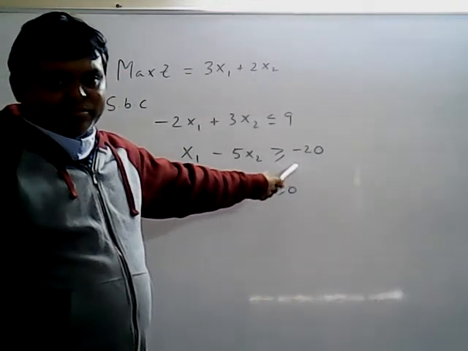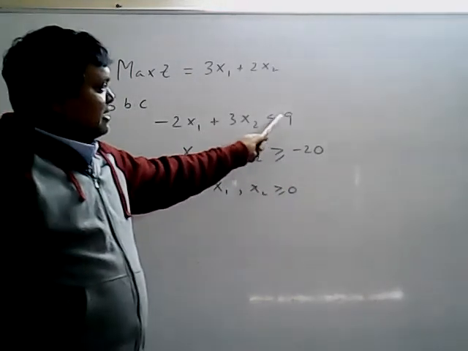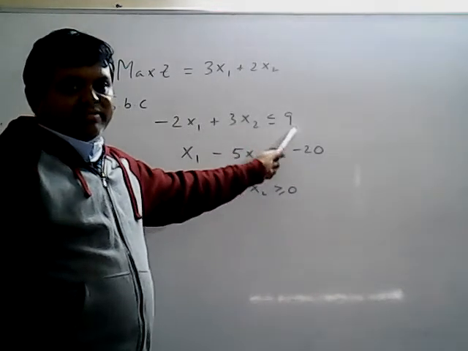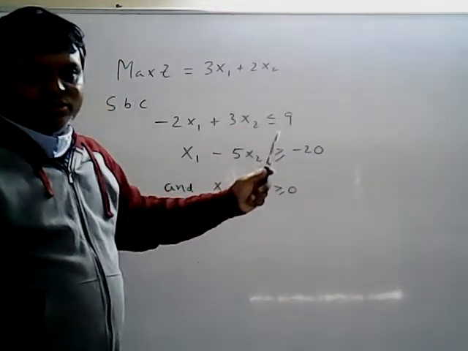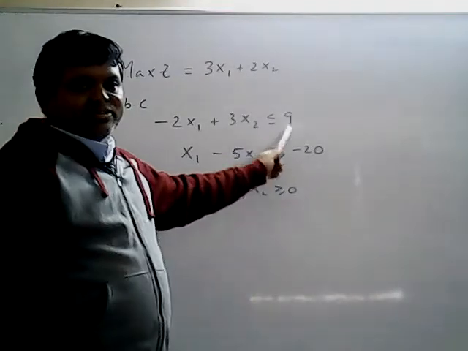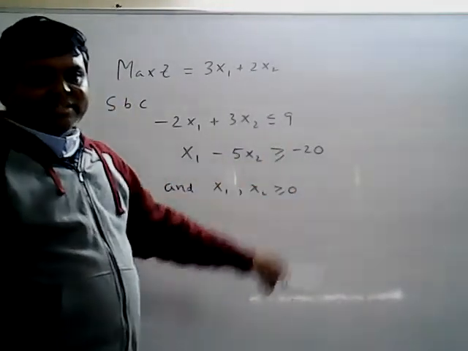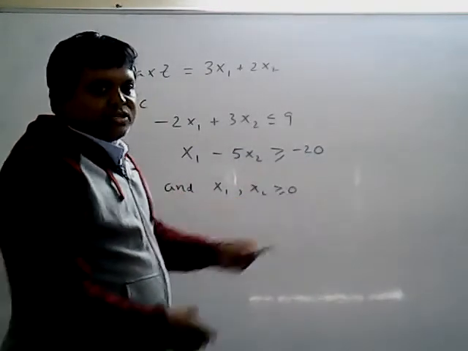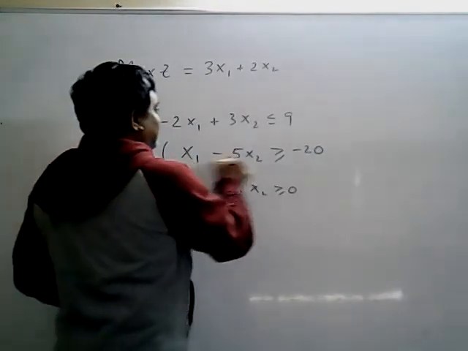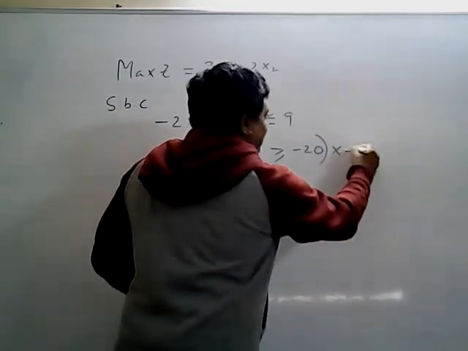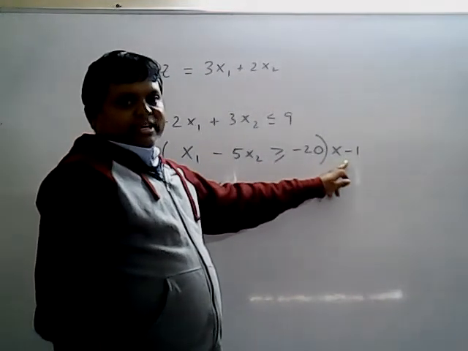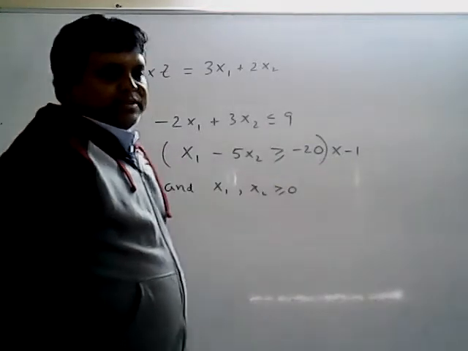So what do I mean by step number 2? Check the right hand side values of the constraints. If all the values are positive, you can ignore step number 2. If any value is negative, multiply that constraint by minus 1. In this case, you got negative here, minus 20. So I will multiply this entire constraint by minus 1. Then what will you get?